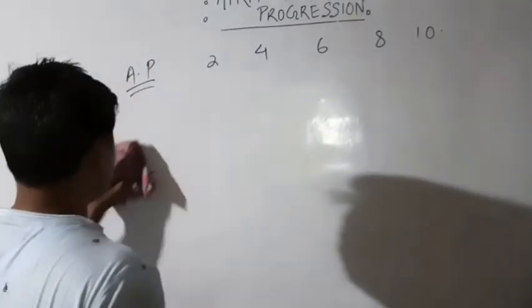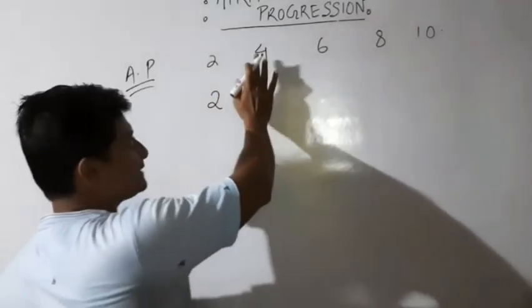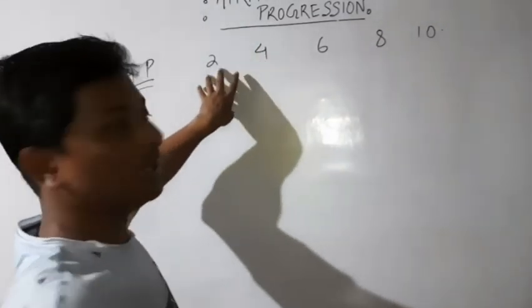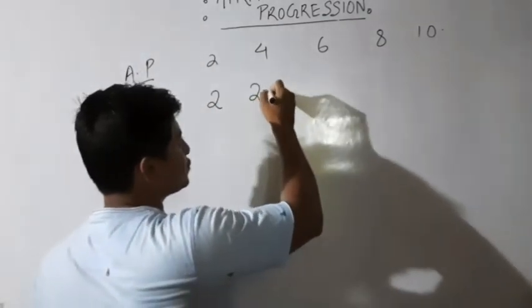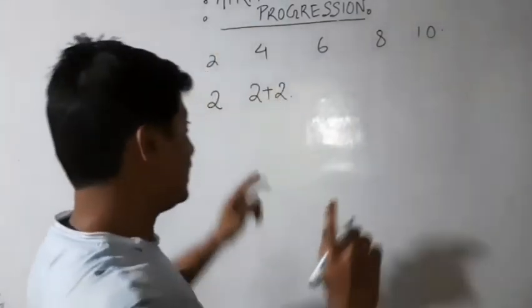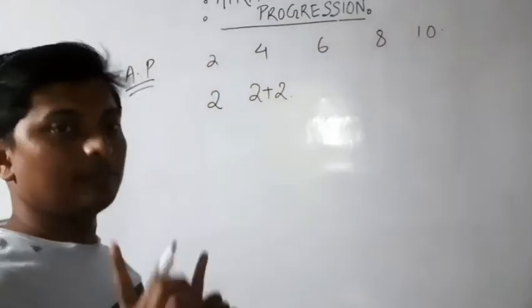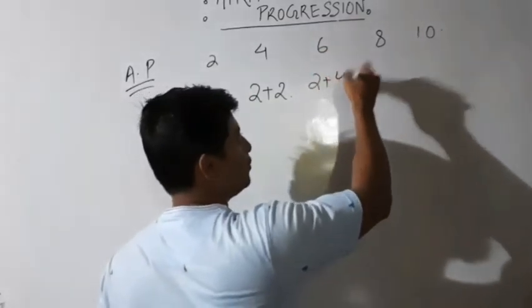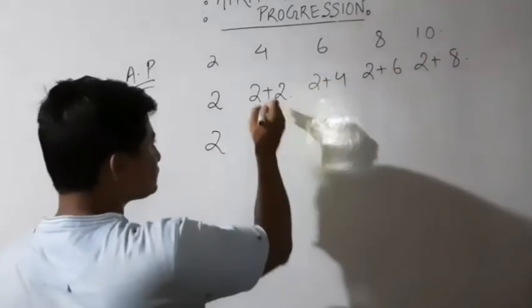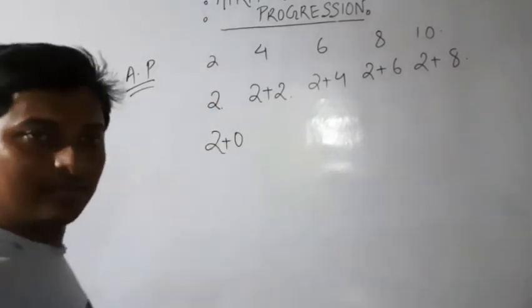To find that formula, say I want to express this 4 with the number 2. I can write 2 plus 2. Similarly, I want to replace 6 with the first term 2. Remember, every number will be expressed with respect to the first term itself. So here I can write 2 plus 4, here 2 plus 6, and here 2 plus 8. The first number, instead of 2, I can write as 2 plus 0. It means the same.